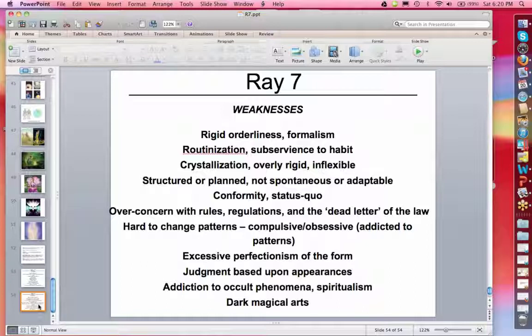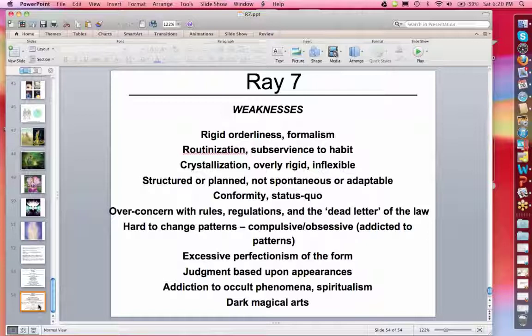Over concerned with rules and regulations to the point that they follow the dead letter of the law. Forget the meaning behind it. It's following the dead letter of the law, even though it may not make sense. Hard to change patterns. This is where you have your compulsive obsessive behavior, addicted to patterns. Excessive perfectionism of the form. Even though this may sound a little bit like Virgo, from what we know, Virgo right now does not convey the seventh ray. Maybe on one of its vehicles it does, but there's a lot of similarity here, especially with the weaknesses that we give to Virgo.